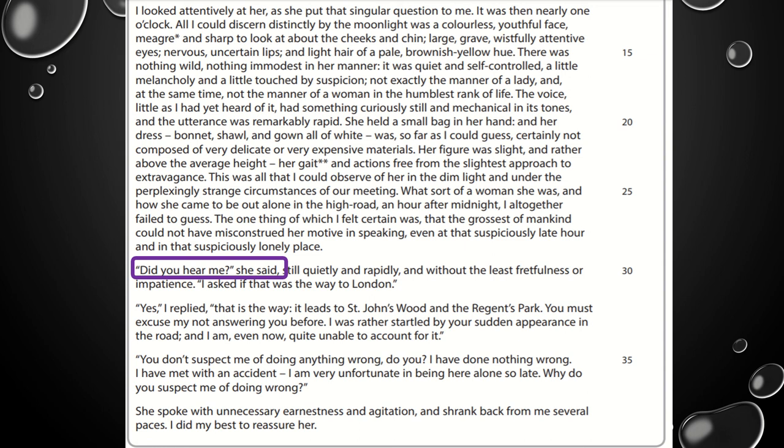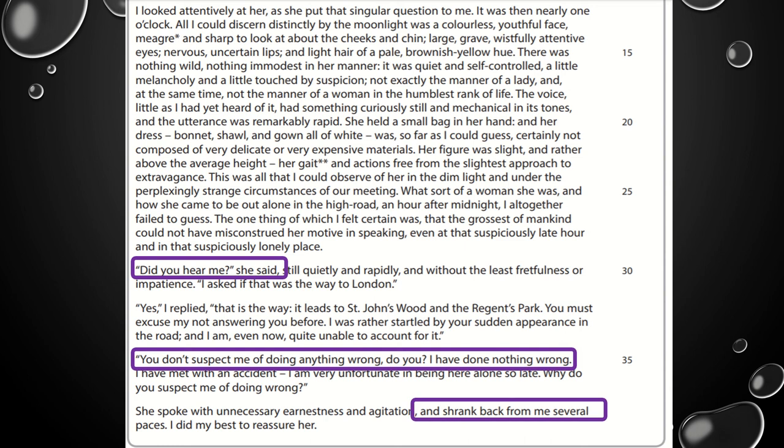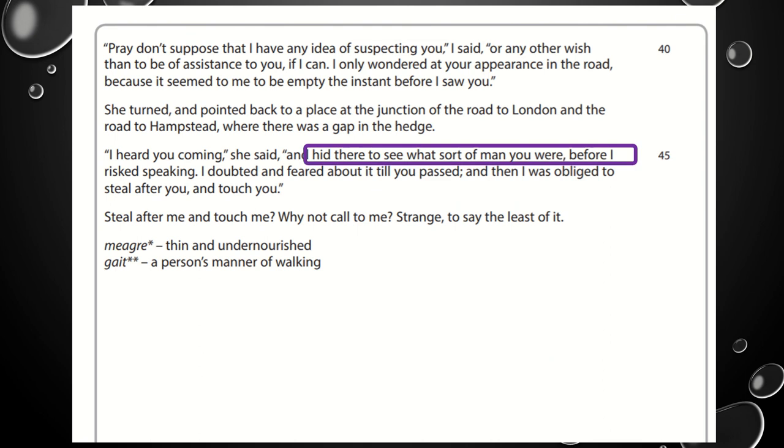So from a themes point of view, she repeats the question, and there's this sense of confusion, this sense of not trusting her. She says, you don't suspect me of doing anything wrong, do you? So this is all the stuff that you've mentioned in question 3, but she's protesting a bit too much. He didn't say that she'd done anything wrong, but she's defending herself from the beginning, which makes you feel like she's done something wrong and you're suspicious of her. She shrank back from me several paces, which means she steps away from him, almost a little bit of fear. What is she afraid of? And we come to the conclusion that she's hiding.